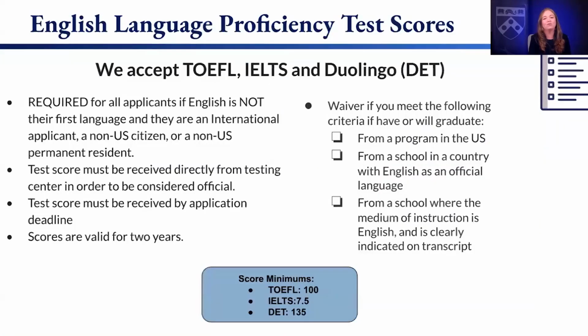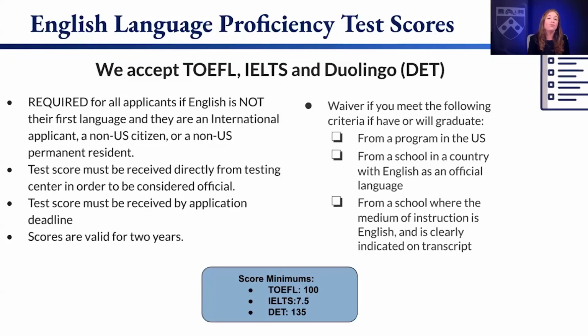All right. So let's talk about English proficiency. We have had a change in our policy here. So if you've joined us in webinars past, this may be a little bit of new information for you. So the English proficiency requirement, it is for all applicants if English is not your first language, or you're a non-US citizen, non-US permanent resident.